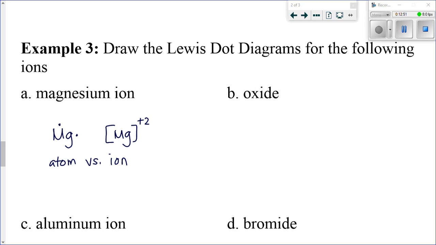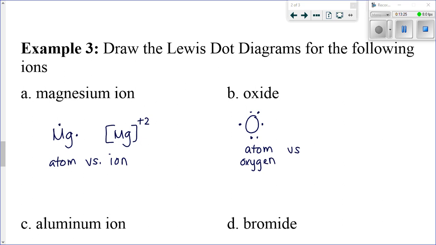Moving on, let's take a look at oxide. So oxygen, the atom, has 6 valence electrons. 1, 2, 3, 4, 6. Again, see how me placing those electrons around doesn't matter as long as I have the appropriate number of bonding electrons and lone pairs. So this is the atom. It's called oxygen.